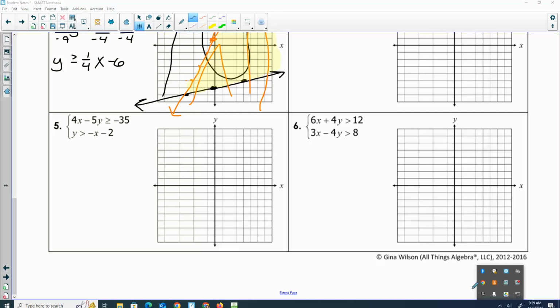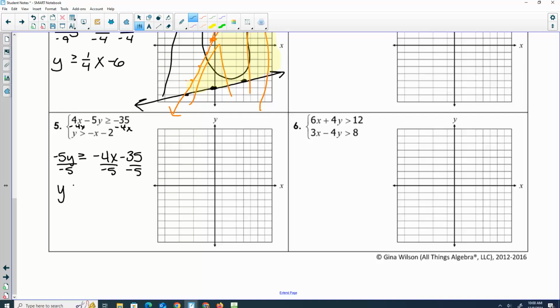Alright, let's check. So first one you have to get y by itself, so subtract the 4x. So negative 5y is greater than or equal to negative 4x minus 35. Divide everything by a negative. Because we divided by a negative, the inequality flips. So we have y is less than or equal to 4/5 x plus 7.